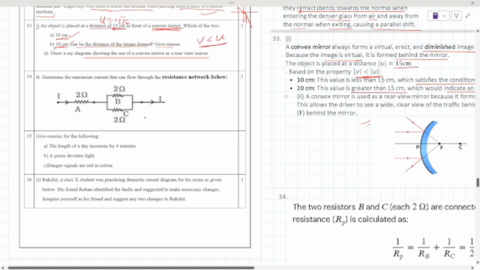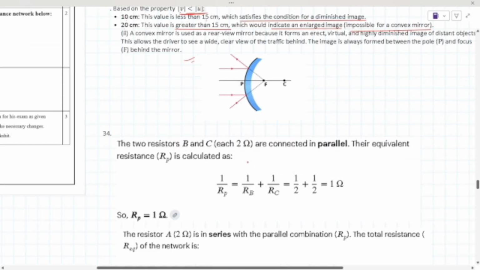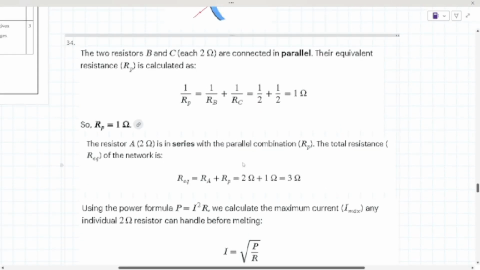Determine the maximum current that can flow through the resistor below. Too simple. As you can see here, two resistors are in parallel. First you have to find the resistance of the parallel part, and then after that it will come in series with another resistor. After that you have to apply the formula.